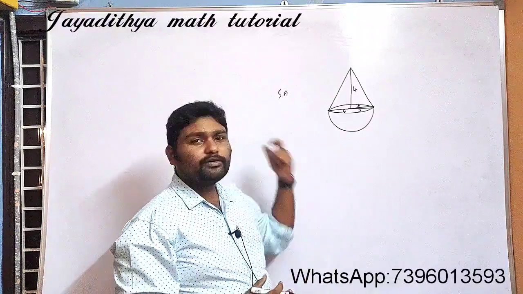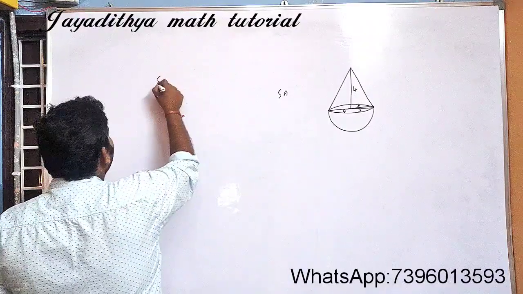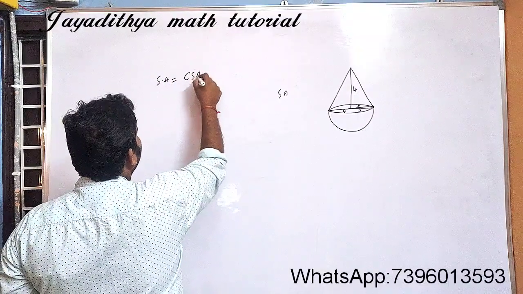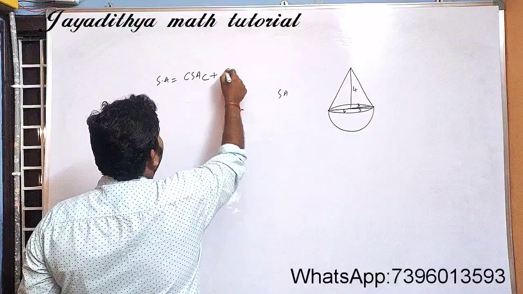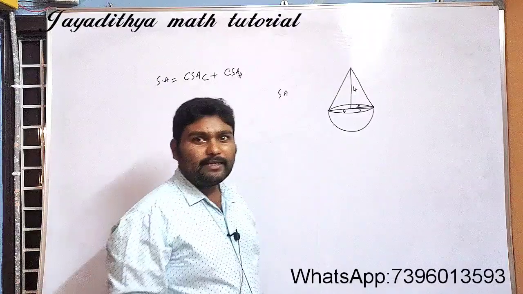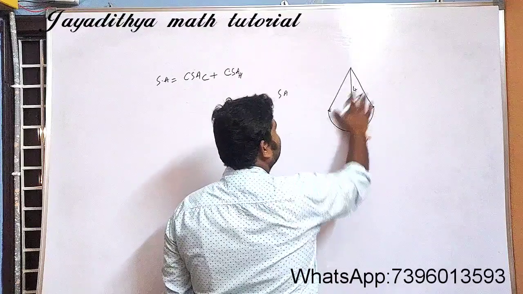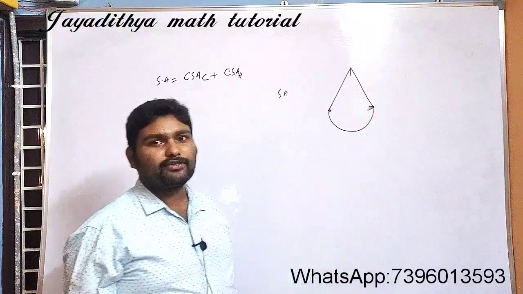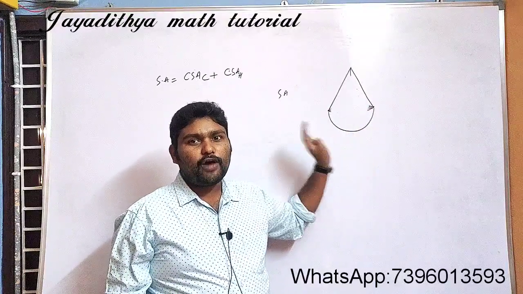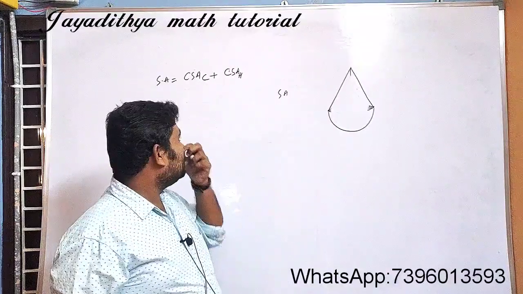If you want to find the total surface area of the resulting solid, how will you find it? The surface area of the resulting solid will be the curved surface area of the cone plus the curved surface area of the hemisphere. You can see only those two surfaces. The toy will be in this manner. So simply find both and add them, then you'll get the answer.